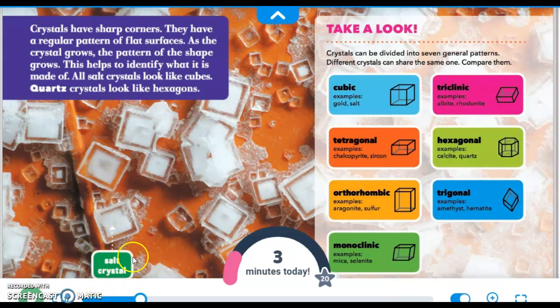This caption right here, of course, is telling us what is in our photograph. Take a look. Crystals can be divided into 7 general patterns. Different crystals can share the same one. Compare them. I'm not going to read through all of these. I just want you to take a second to look at them and compare. Maybe you'll see different crystals as we go throughout this book, and you'll be able to identify the shape easily.